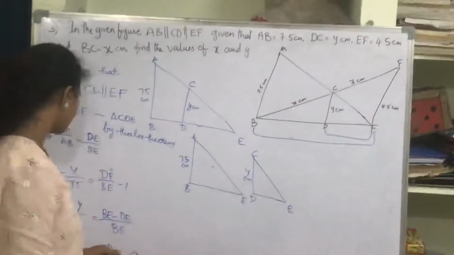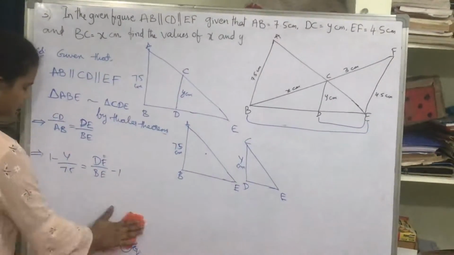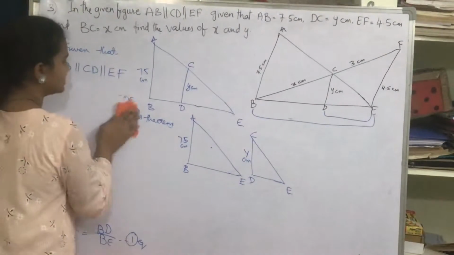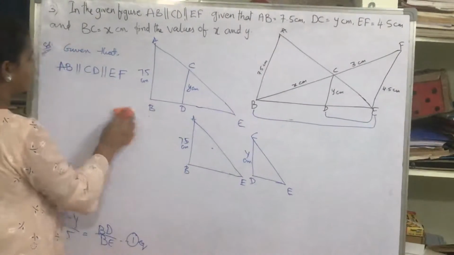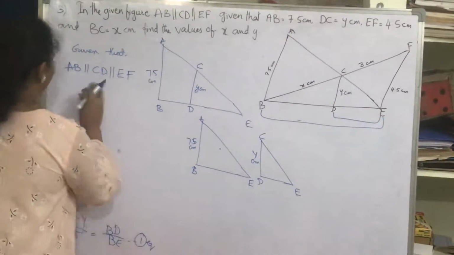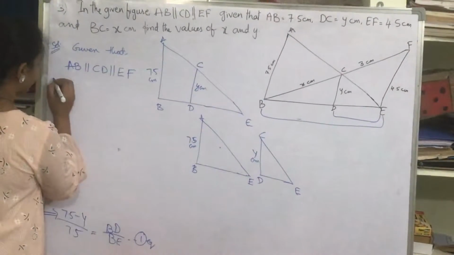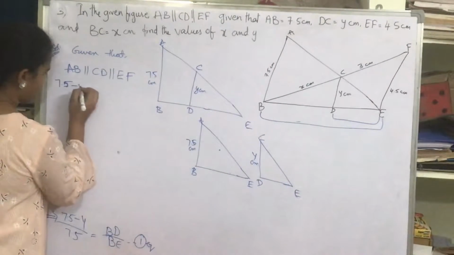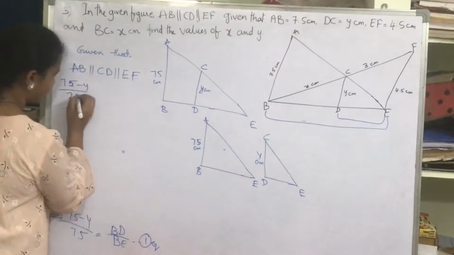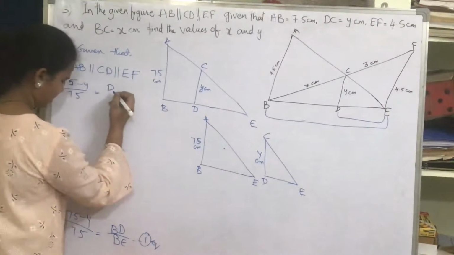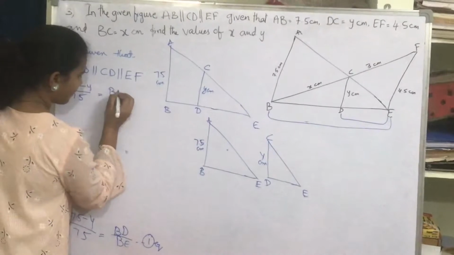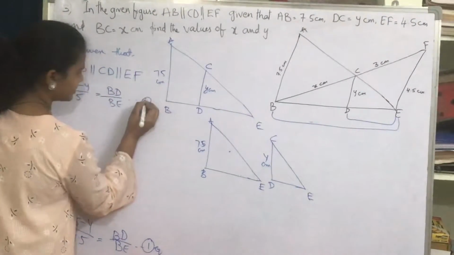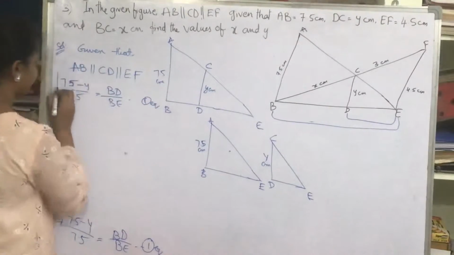Okay, now just keep equation 1 aside. We will be using this equation 1 later. So now let's write down equation number 1 over here, where equation number 1 is (7.5 minus y) by 7.5 equals BD or DB, let me write like BD by BE. Let this be equation number 1 or first equation.